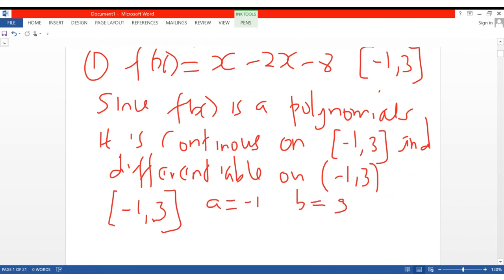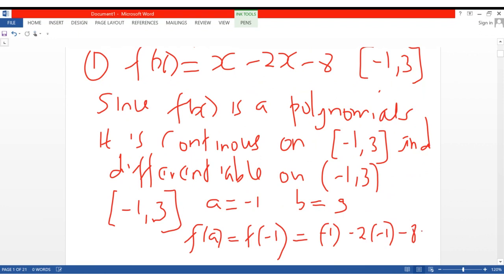So we shall find f of A, that is f of -1. We replace it in the function you have been given. So (-1) squared, minus 2 times -1, minus 8. So this one I'm getting as: 1 plus 2, that is 3, minus 8. So I'm getting this one as -5.